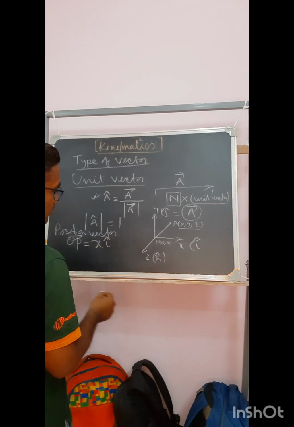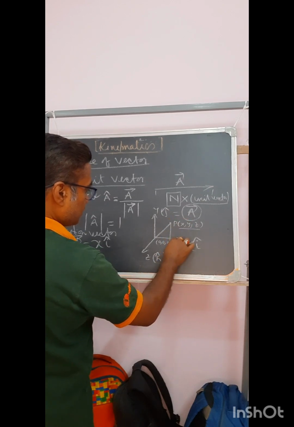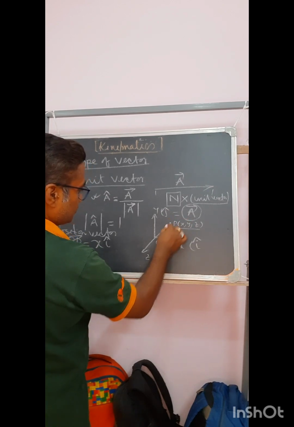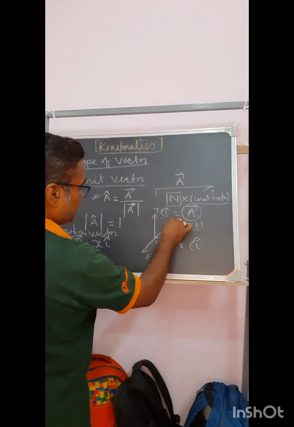X is the numerical value. If I drop it there, the x value, so this will be your x value, this will be your z value, this is your y value.